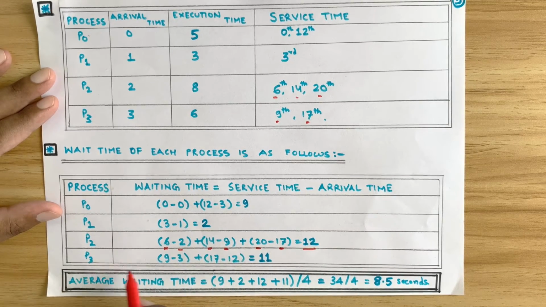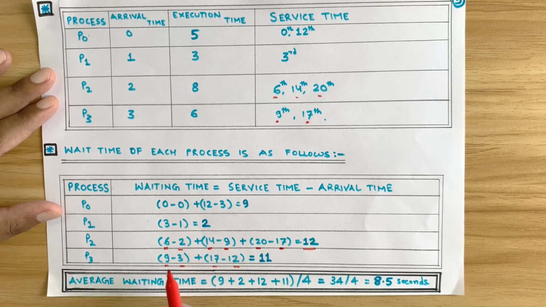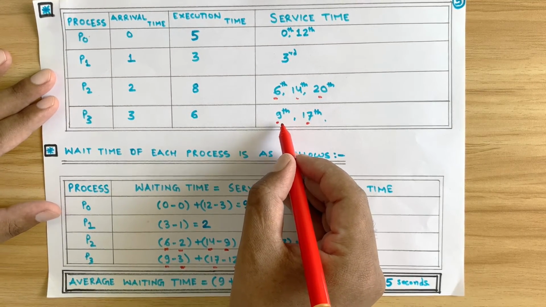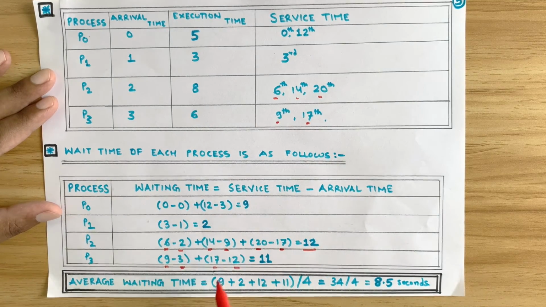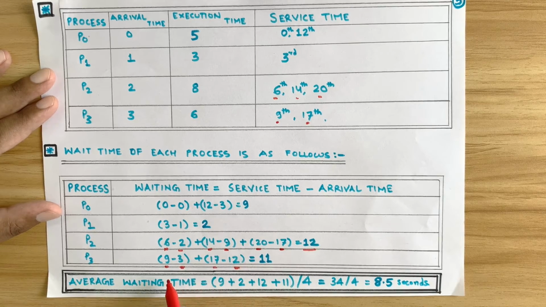In the similar fashion, P3 is 9 minus 3, 17 minus 12. Why 9 minus 3? Because it arrived at 3 seconds, so its arrival time is 3 seconds. It was provided the processor at 9 seconds, so it's 9 minus 3. Since it executed from 9th second to 12th second, it returned to the job queue at 12th second, and 17 minus 12 since it was waiting for 5 seconds in the job queue to be executed, right? So 9 minus 3 is equal to 6 and 17 minus 12 is equal to 5. 6 plus 5 equal to 11.